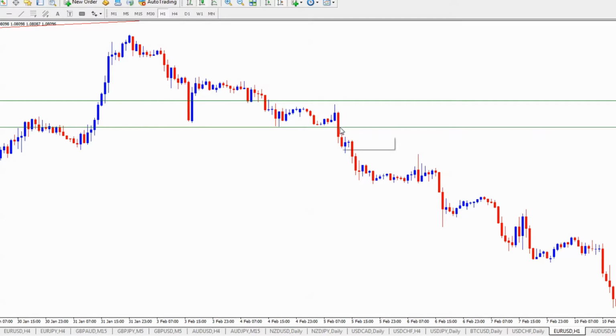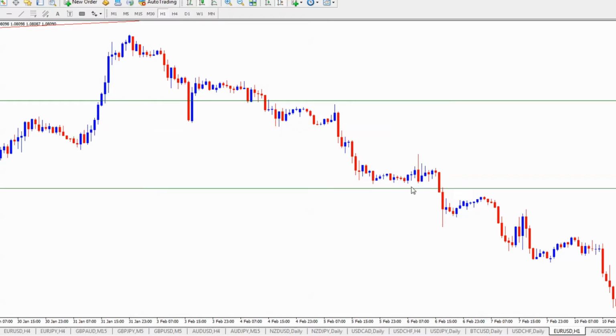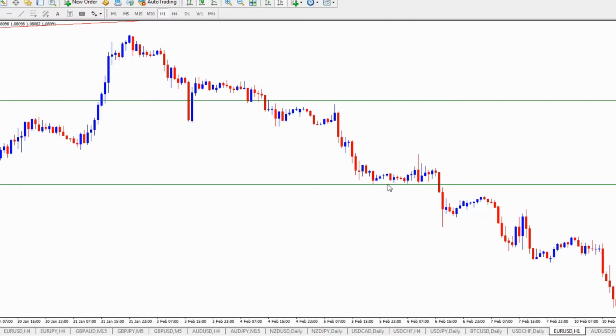All right, so another opportunity happens in this area. The market makes a low and then pops up again. It makes a high. So we can put our entry just below this area of support.